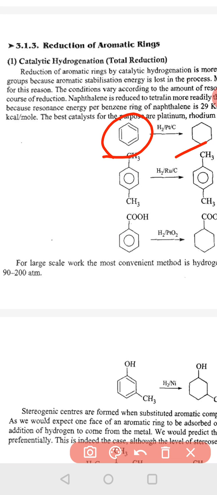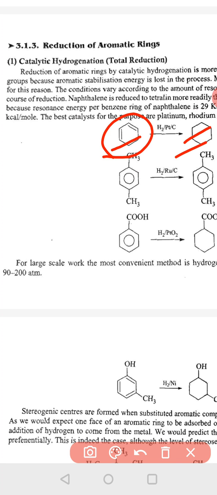Reduction of aromatic rings by catalytic hydrogenation is very difficult, because in this type of reaction aromatic stabilization energy is lost. See, the ring is reduced at all the points and we get a saturated ring, a saturated compound, and stabilization energy is lost in this process. So we need more vigorous conditions to carry out this reaction.